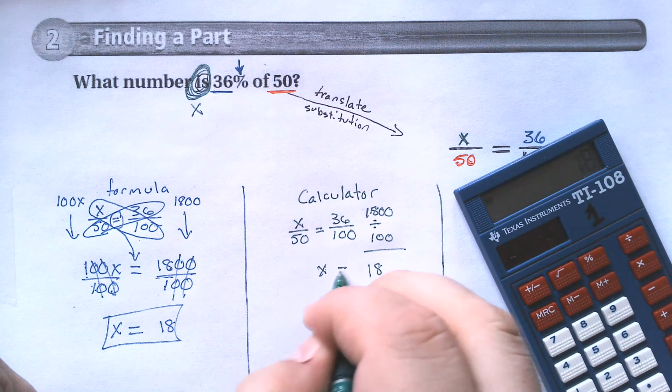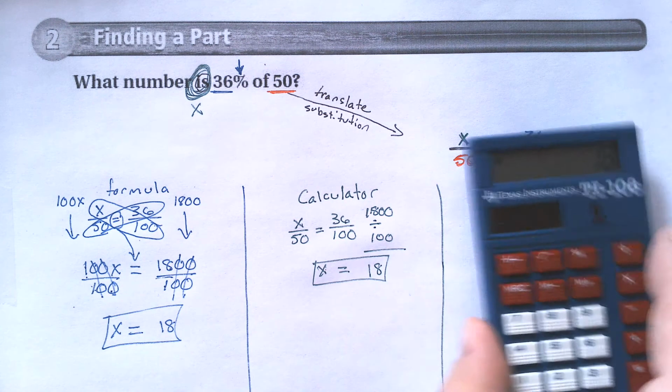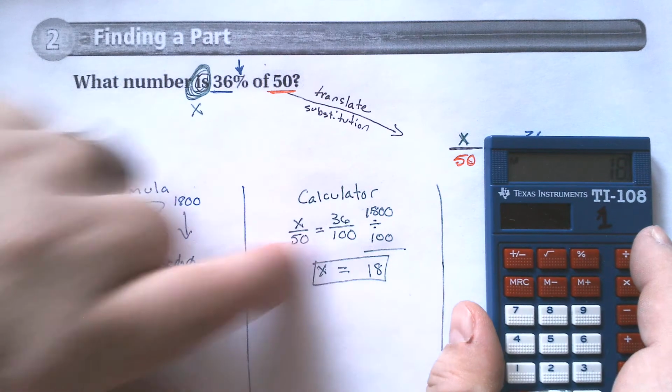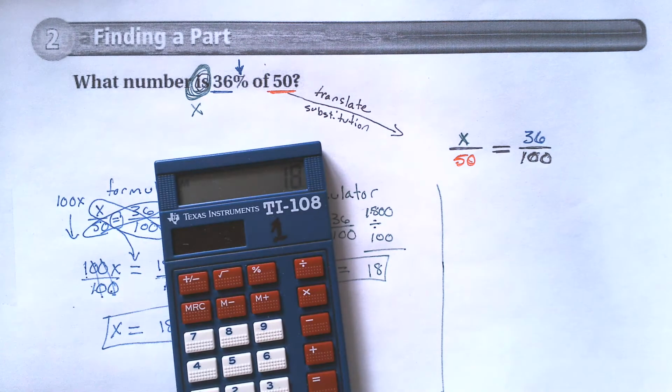And x again equals 18, so we got the same answer. Do you actually have to write all this? No, but that's how I could enter it in just using my calculator alone.